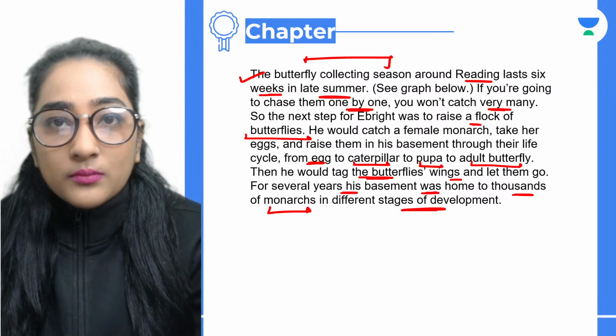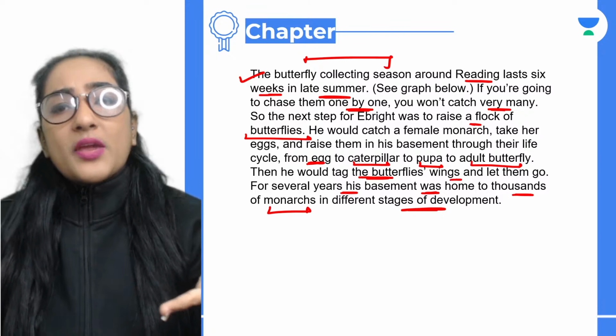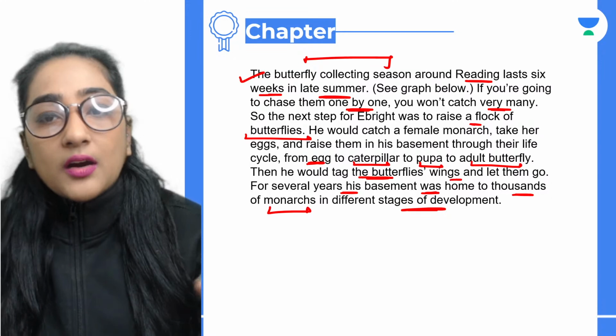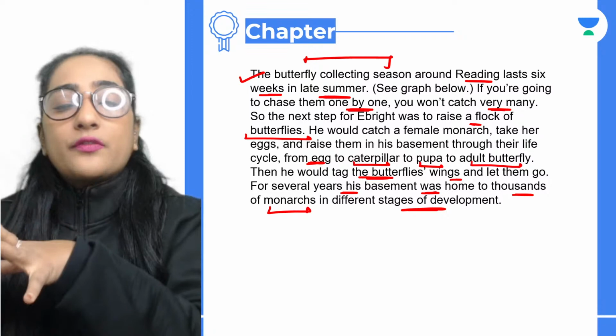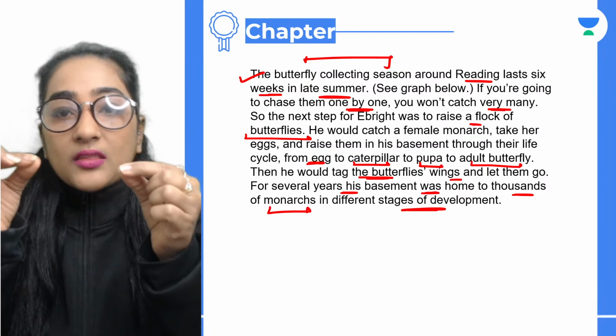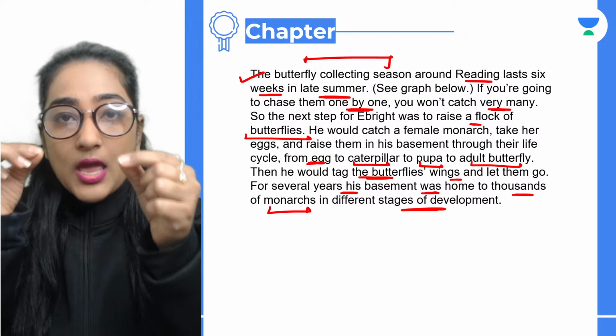And for several years, बहुत सालों तक उसके जो basement था ना, वो thousands of monarchs, that means thousands of monarch species से भरा हुआ था different stages of development में, like egg and then caterpillar, then pupa and then butterfly. So जब butterfly वो proper form हो जाती थी, वो बहुत आराम से tagging the butterfly wings basically means just to hold the butterfly wings carefully and then just letting it go. This is what he used to do.